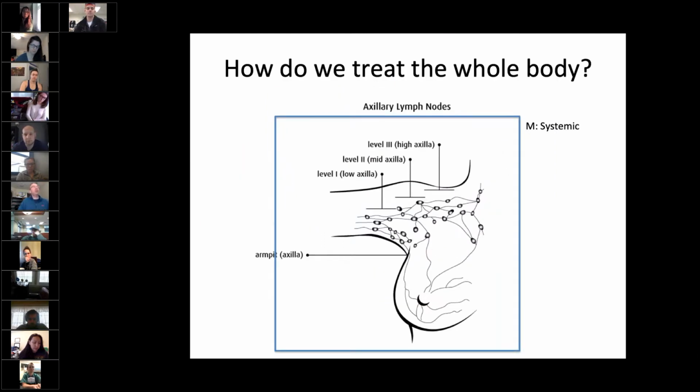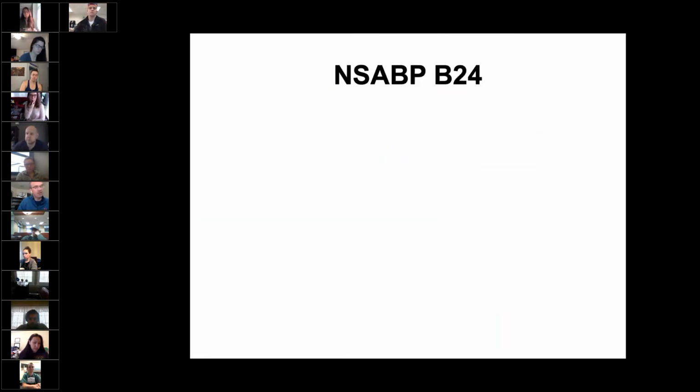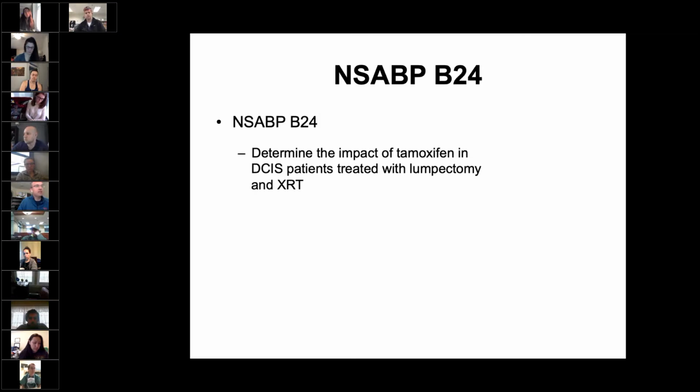All right, so how do we treat the whole body? That's going to be the last question we answer here. So how are we going to treat the whole body for these patients? Adjuvant therapy with hormonal therapy. We've talked about this a little bit already, okay? So this is based on the NSABP B24 trial. So this trial looked at the impact of tamoxifen in DCIS patients with lumpectomy and radiation.